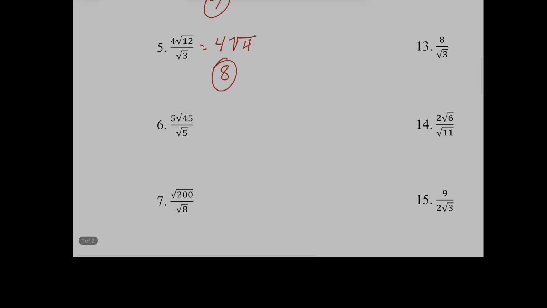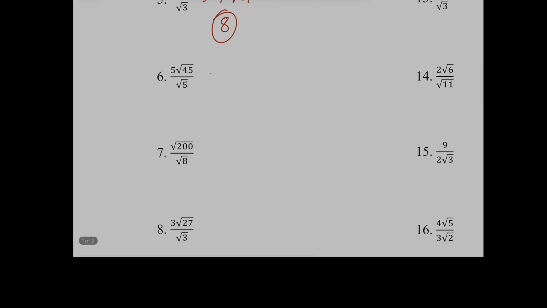All right, let's go to number 6. Now go ahead. What's that going to be? 45 divided by 5 is 9. What's the square root of 9? That's going to be 3. So my answer is 15. When you have a number outside of a square root, it just means you're multiplying by that, okay?